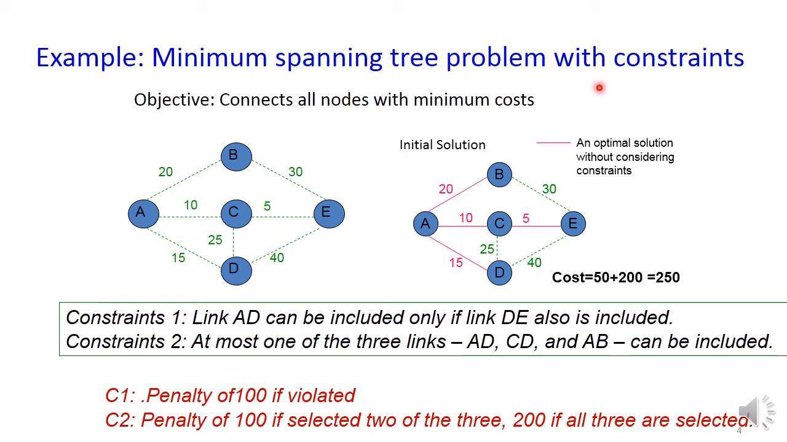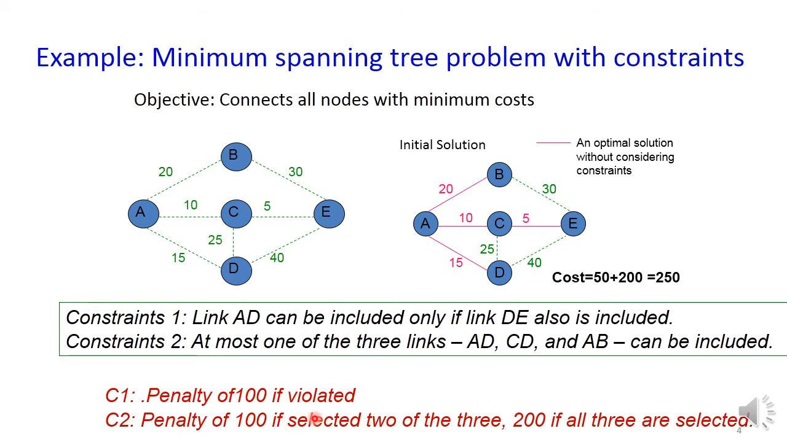But we define the penalties for violating the constraints. So we can see that constraint 1, AD can be included only if DE can be included. So AD is included, but DE is not included. So the first constraint is violated actually. So the penalty of 100 is added.